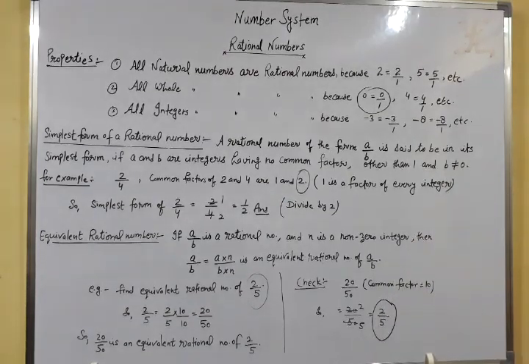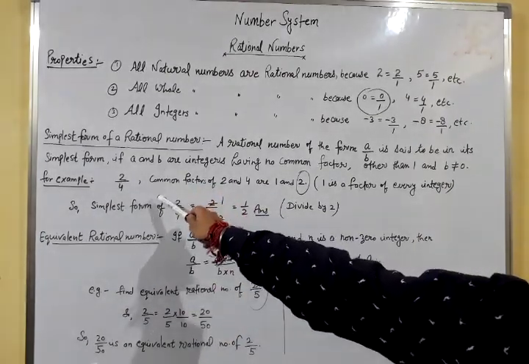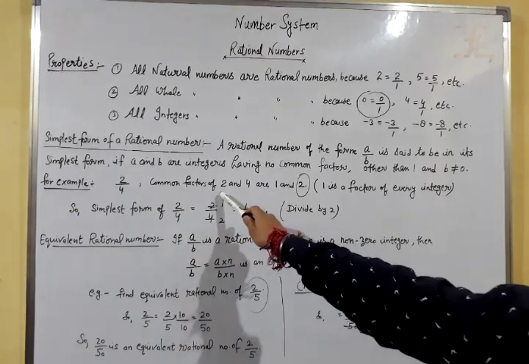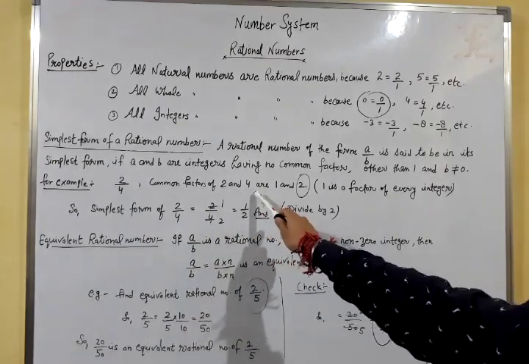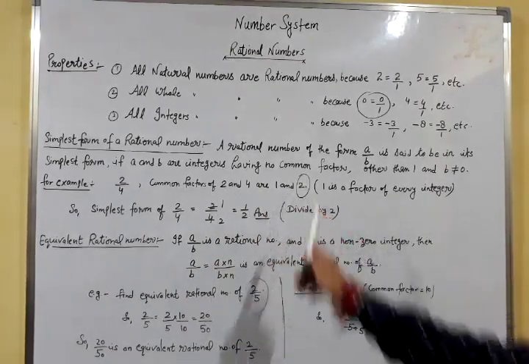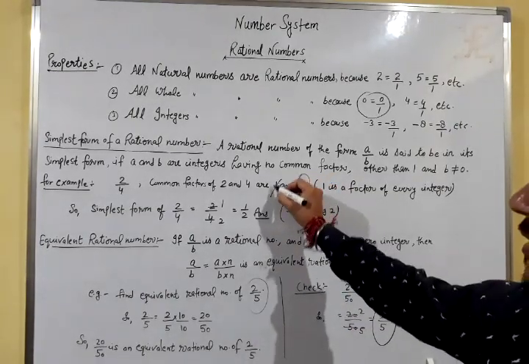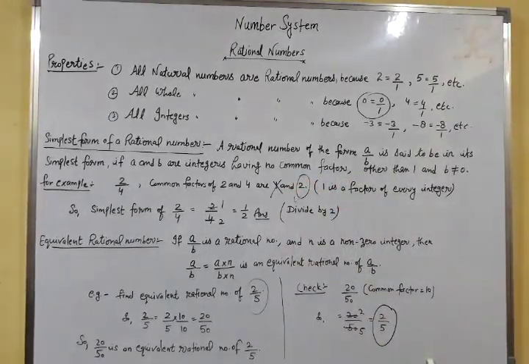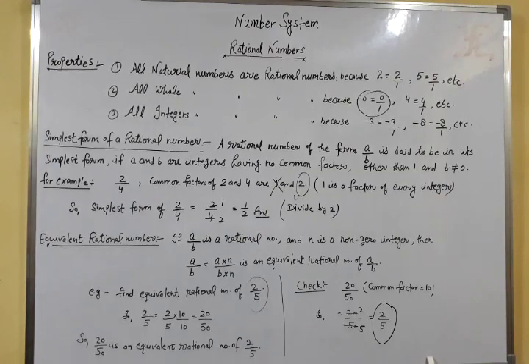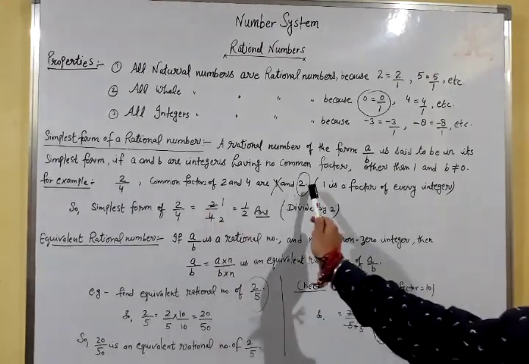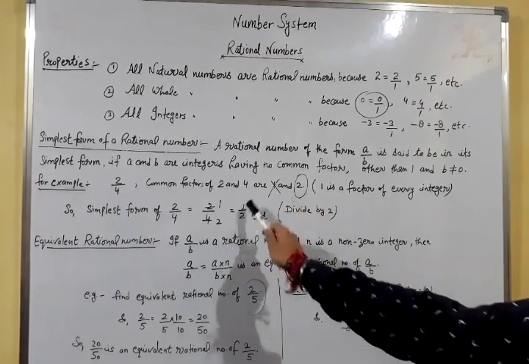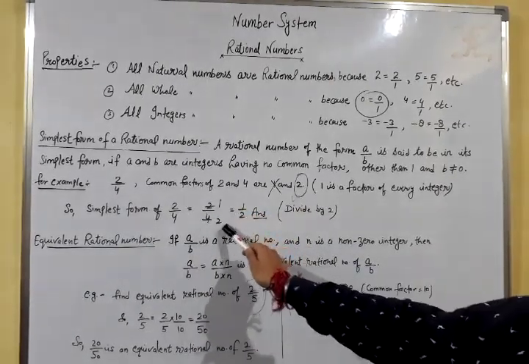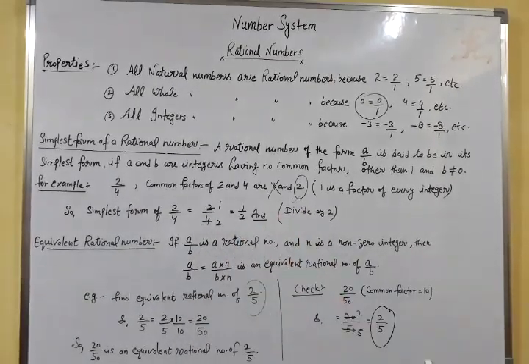For example, 2 upon 4. We can easily observe that the common factors of 2 and 4 are 1 and 2. We will not take the common factor 1, we will take the common factor 2. Now, divide 2 and 4 by this common factor 2. 2 ones are 2, 2 twos are 4. It is equal to 1 by 2.